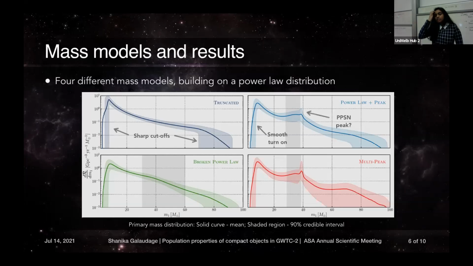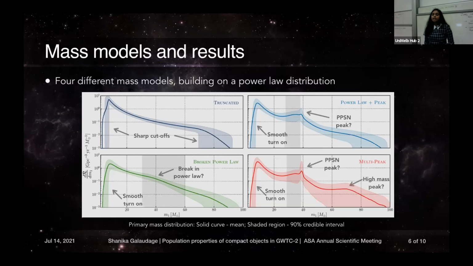Power law peak is also a power law, but instead of a sharp cutoff at the lower mass end, it has a smooth turn on. And it also has this peak motivated by pulsational pair instability supernova. We also have broken power law, which is similar to power law peak, but instead of a peak-like structure, we look for a break-like structure. So this is when you have 2 power laws meeting and they have a break because they have 2 different slopes. And finally, we have multi-peak, which is kind of in the name.